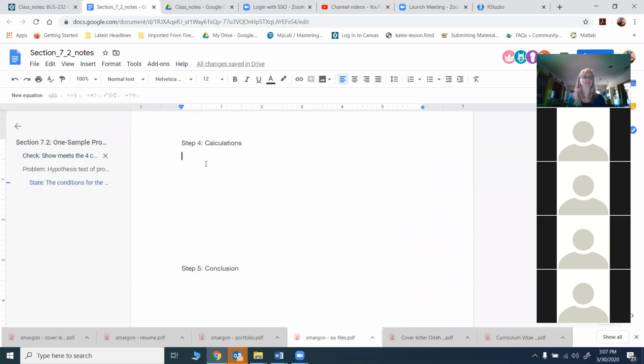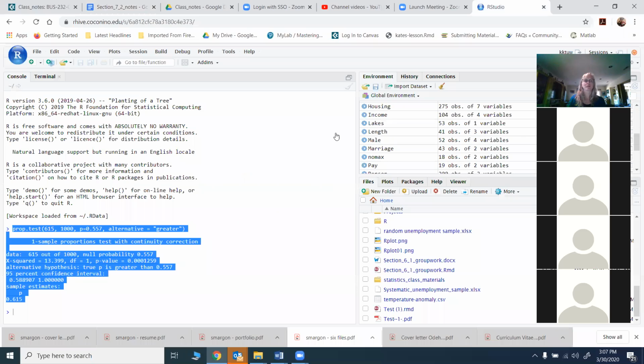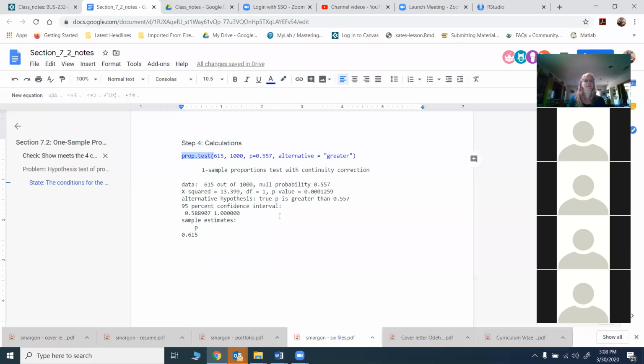So we're here in the calculation step, and here's what I typed in. Notice I can just highlight all of that from RStudio, copy it, and paste it directly into where I am in my document. You can do that all the time. And this is what I typed in, so it just reminds me.